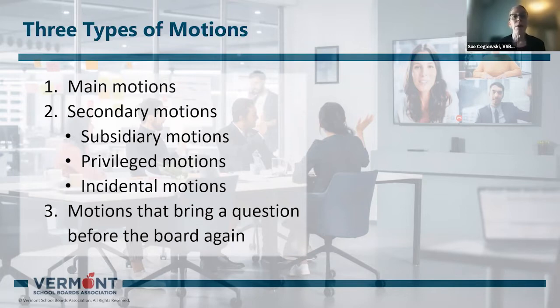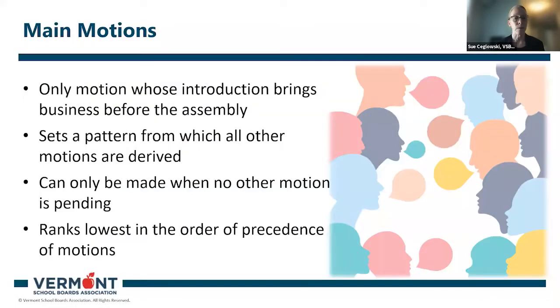So let's talk about the types of motions. Section 5 of Robert's Rules describes the types of motions in detail, as well as their order of precedence. And the 3 types of motions are main motions, secondary motions, and motions that bring a question before the board again. Secondary motions are further divided into 3 different subcategories, which are subsidiary motions, privileged motions, and incidental motions. And I'll get into a little bit of information about each of these in the upcoming slides.